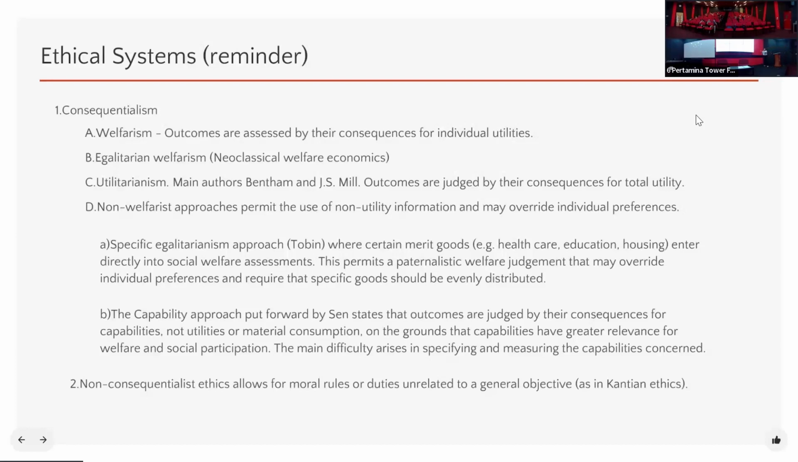A non-consequentialist approach means that we cannot draw social welfare functions from that, okay? So according to Kant, right, wrong, that's it, okay? So I'm going to give you a terrible example, okay? It's going to be a difficult example, but it more or less is going to help you understand.